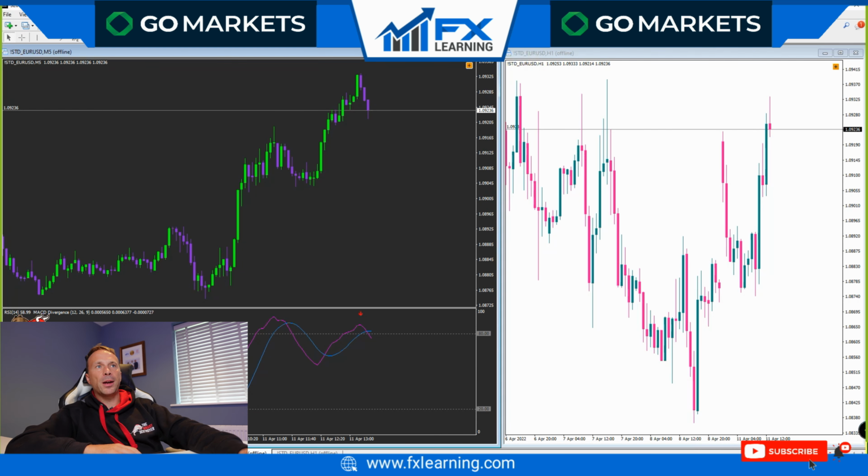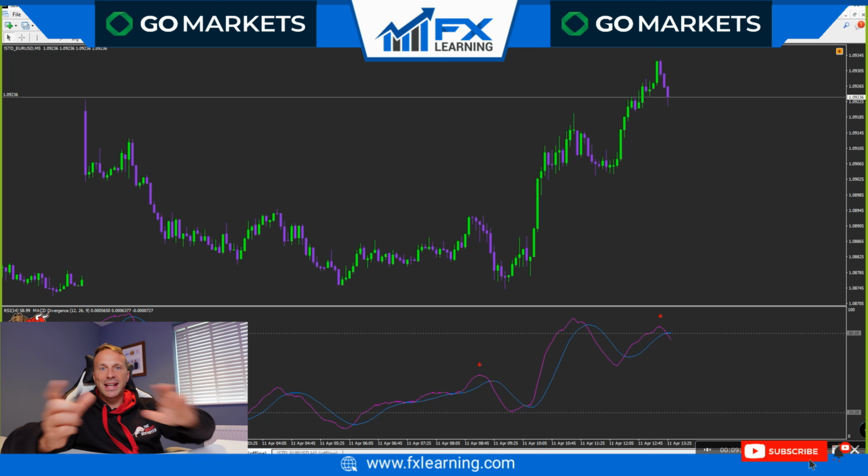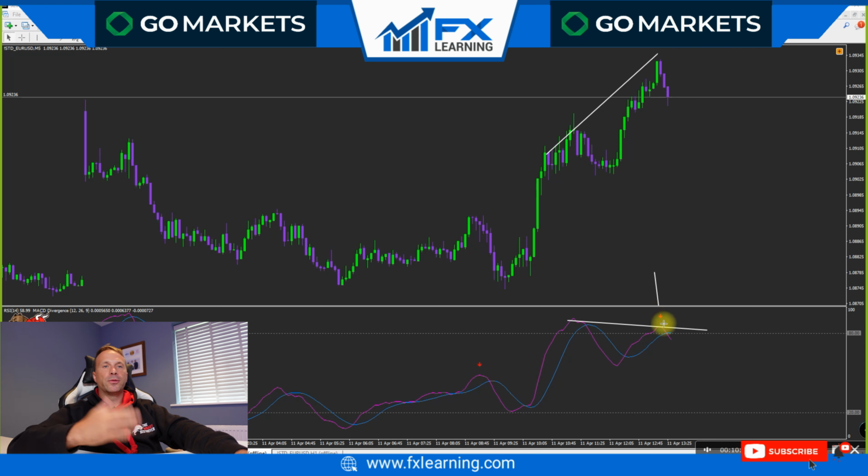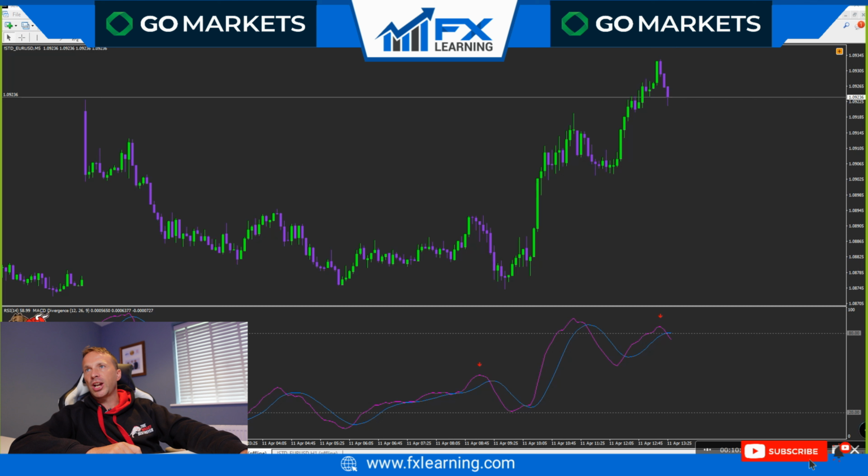Okay, so here we go. 5-minute time frame. I'm going to try and rush this so we can get as many setups as we can in the 20-minute window I've got. Basically, price is creating higher highs, MACD is creating lower highs. We've got a divergence signal. So what I really want to do is wait for a change of character.